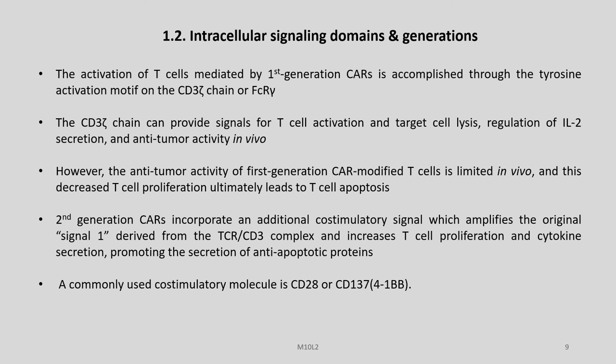The activation of T cells mediated by first generation CARs is accomplished through the tyrosine activation motif on the CD3 zeta chain or the FcR gamma. The CD3 zeta chain can provide signals for T cell activation and target cell lysis, regulation of IL-2 secretion and anti-tumor activity in vivo. However, the anti-tumor activity of first generation CAR modified T cells is limited in vivo, and this decreased T cell proliferation ultimately leads to T cell apoptosis.